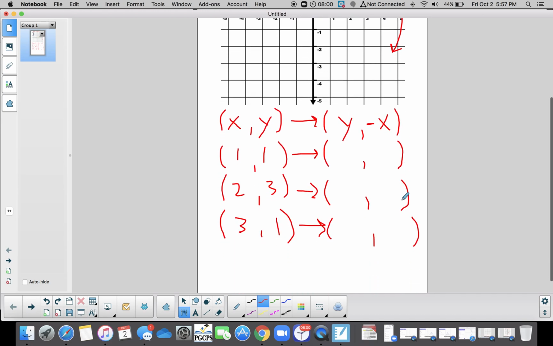So if I do the math first, both of these are 1, so we know we're both going to have 1s. This value has to be negative, so we're going to make this negative. These values need to switch places, so I'm going to have a 3 here and a 2 here. Again, this value is negative, and 1 and 3 will switch places. And again, this value is negative.